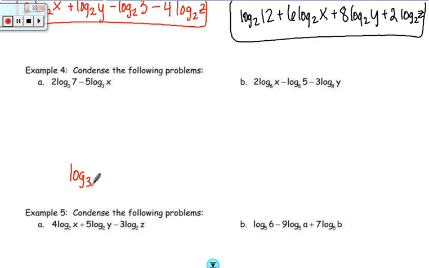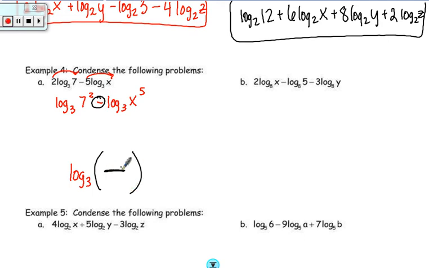Okay? The first thing I know is that if there's a number in front of a log, it can get pulled up to be an exponent. So log base 3 of 7 squared minus log base 3 of x to the 5th. Right? I pulled all my exponents up. And then what do I know about subtraction? Subtraction is the same as division.